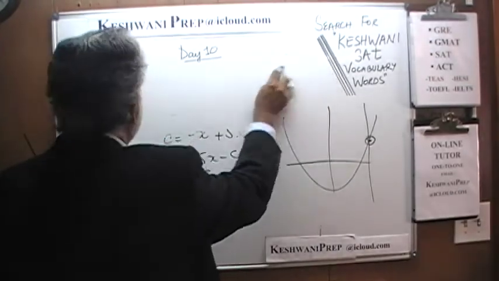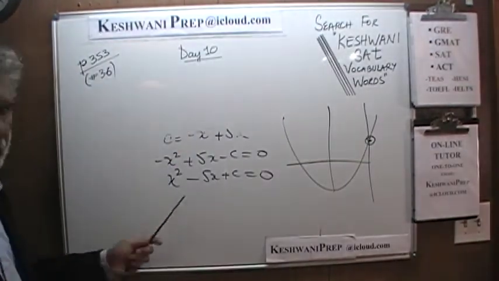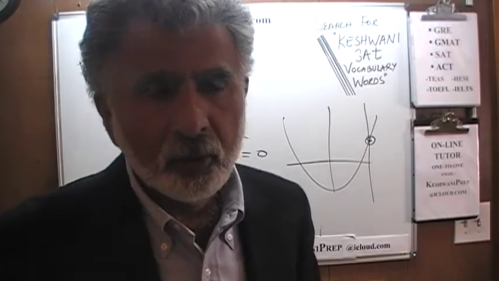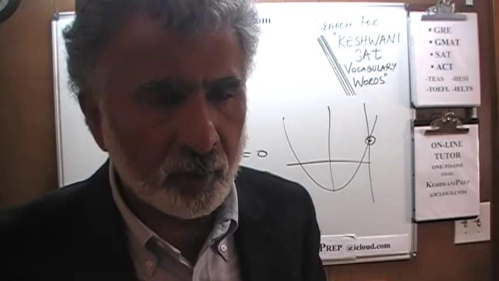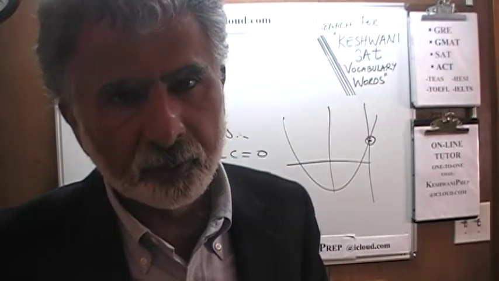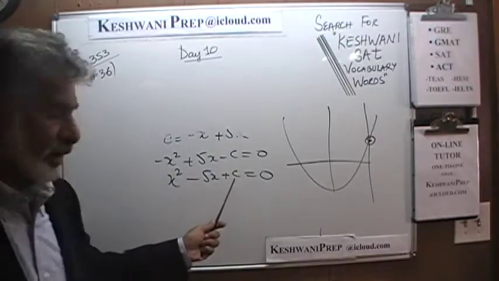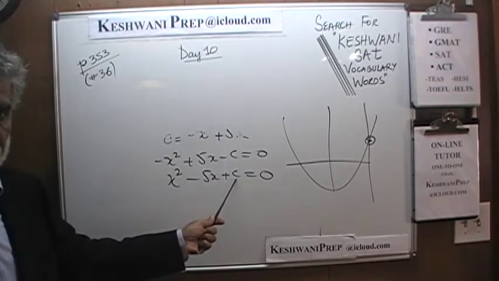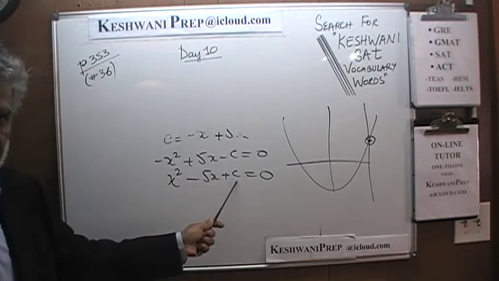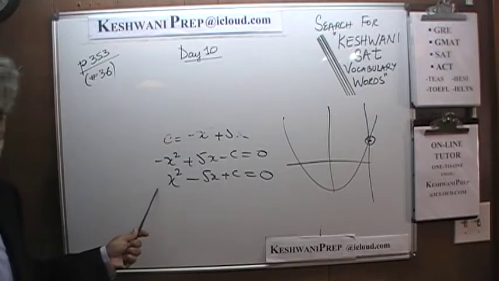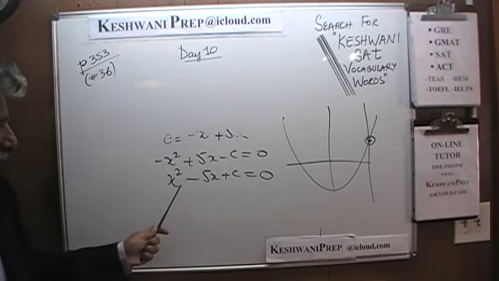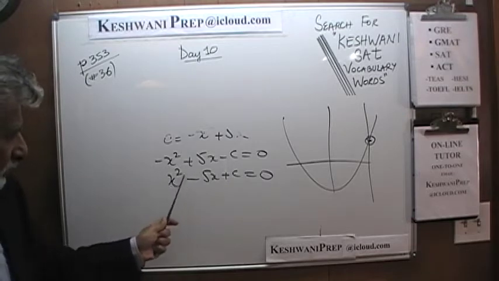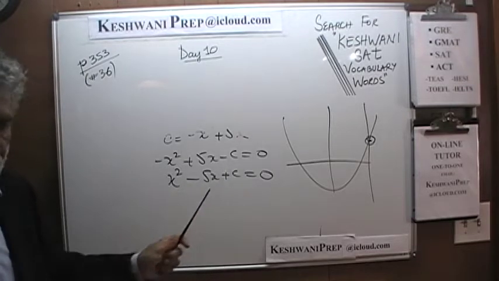Now typically, when we have a quadratic equation, we usually have two choices to solve it. We can either use the quadratic formula or we can factorize it. Well, we can't do the factorization here because we don't know what c is. That's the whole point. We want to find out what the value of c needs to be for this equation to be true. In other words, this quantity minus that quantity plus c has to equal 0.